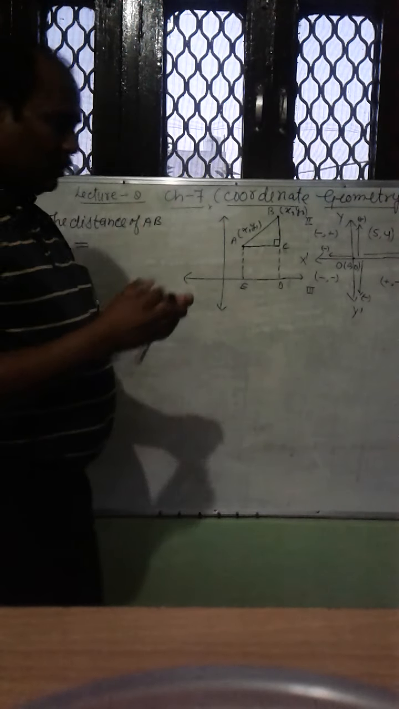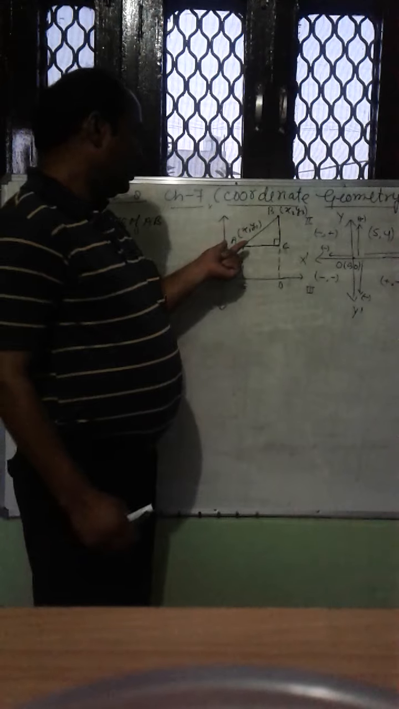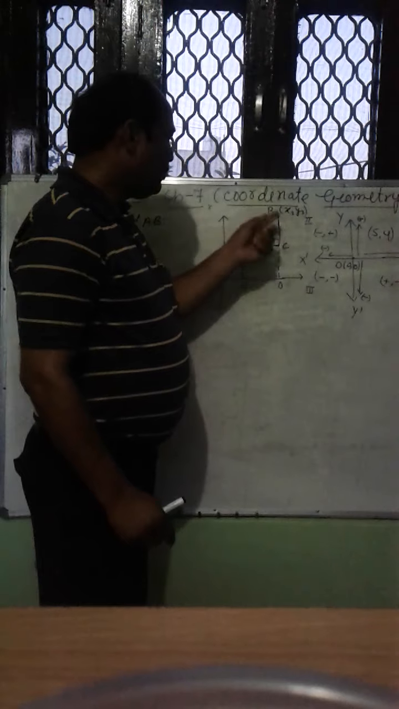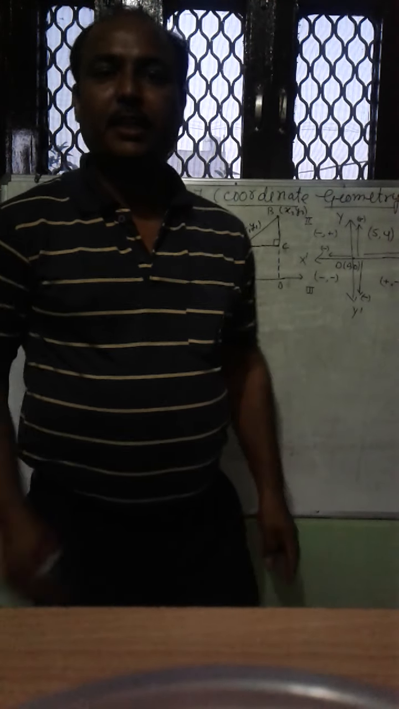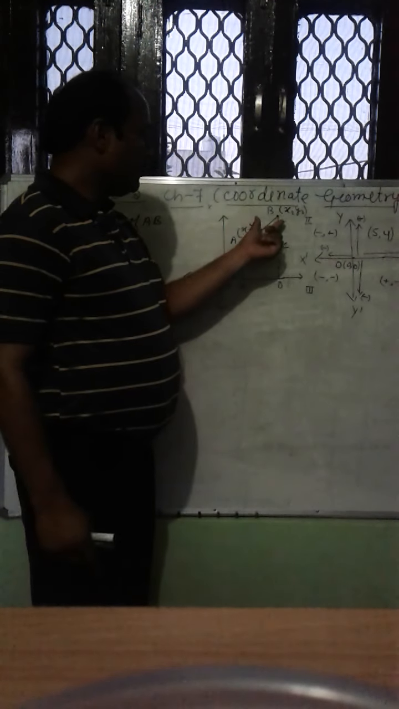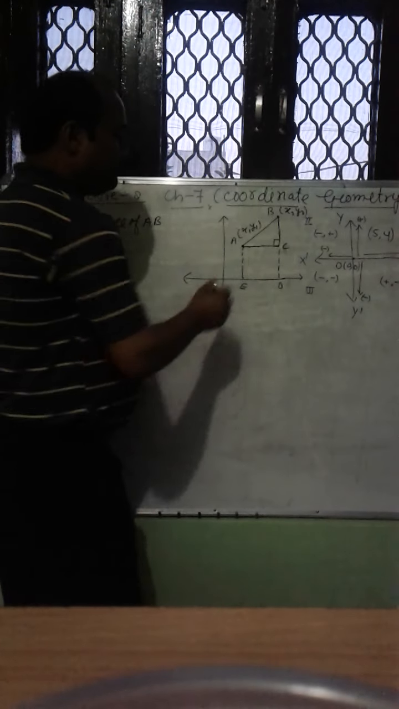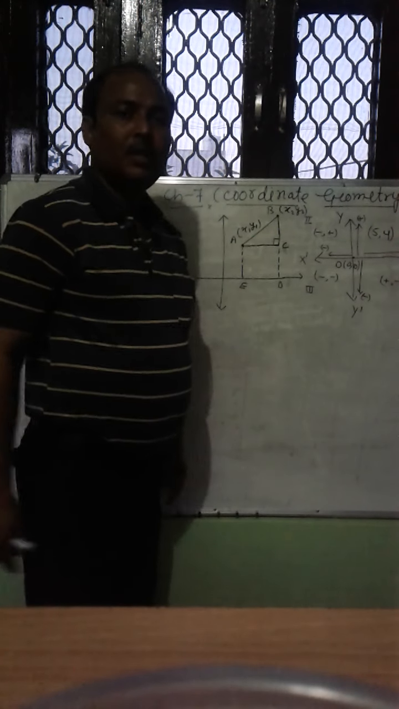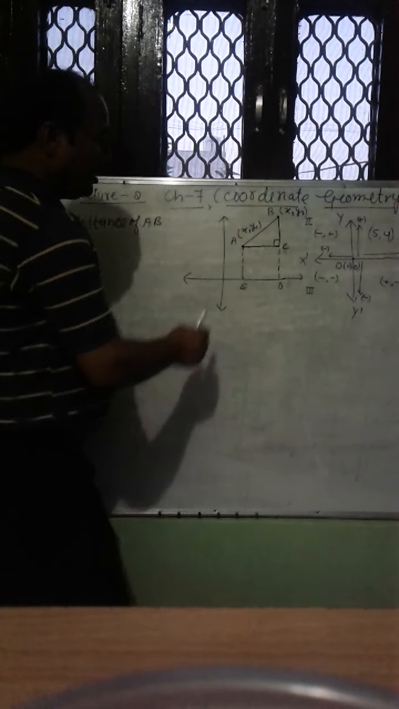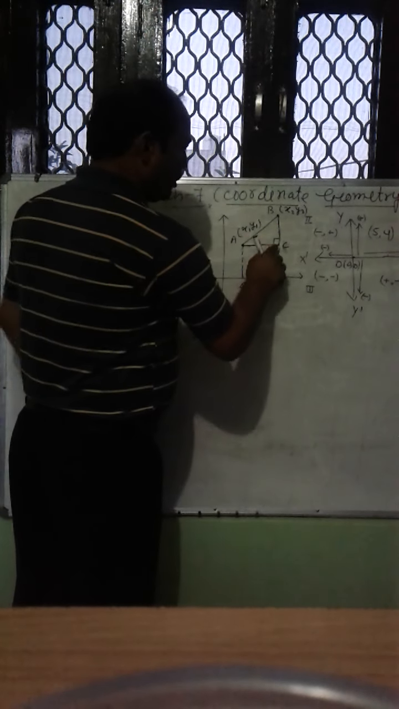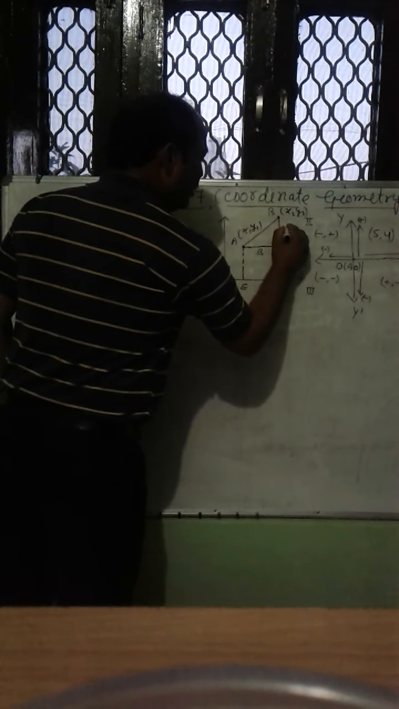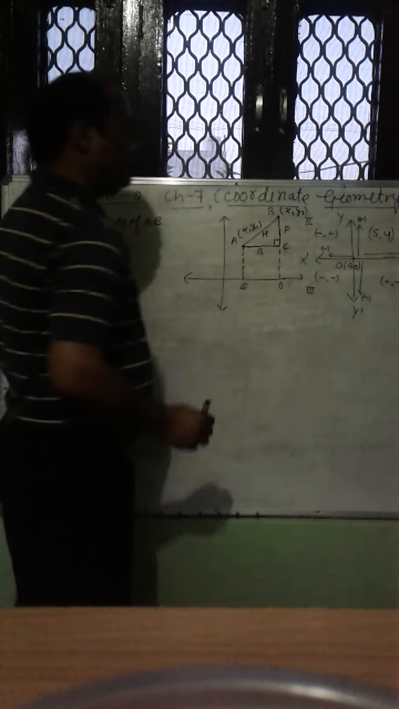Now these three points A, B, C, if joined together, become a triangle, and this triangle has 90 degrees at point C. So we call this triangle a right angle triangle. In this right angle triangle, this is the perpendicular, this is the base, and this is the hypotenuse.